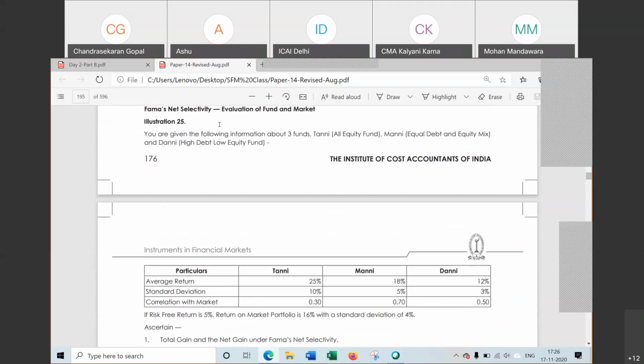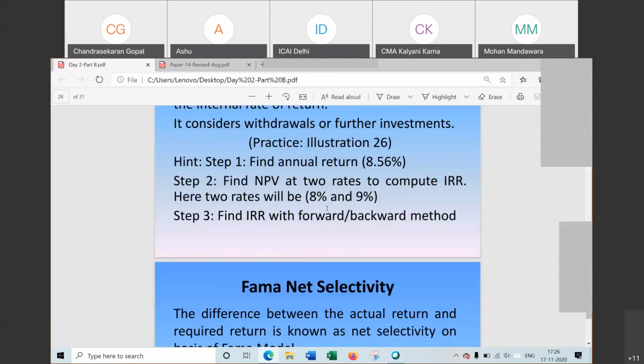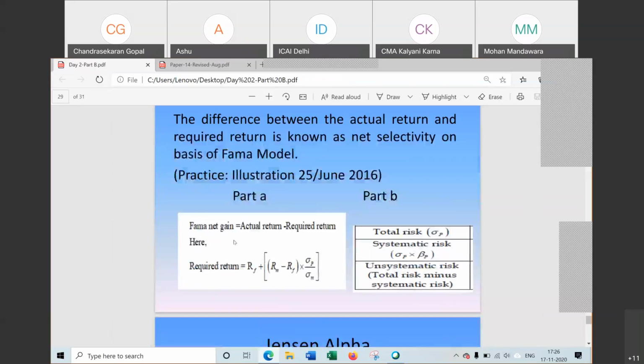Question 25, Fama net selectivity. That is evaluation of fund on the basis of Fama net selectivity. That was given by Fama. Before that, we will discuss what is Fama net selectivity. What is the gain under Fama net selectivity? The gain given by Fama is actual return minus required return.